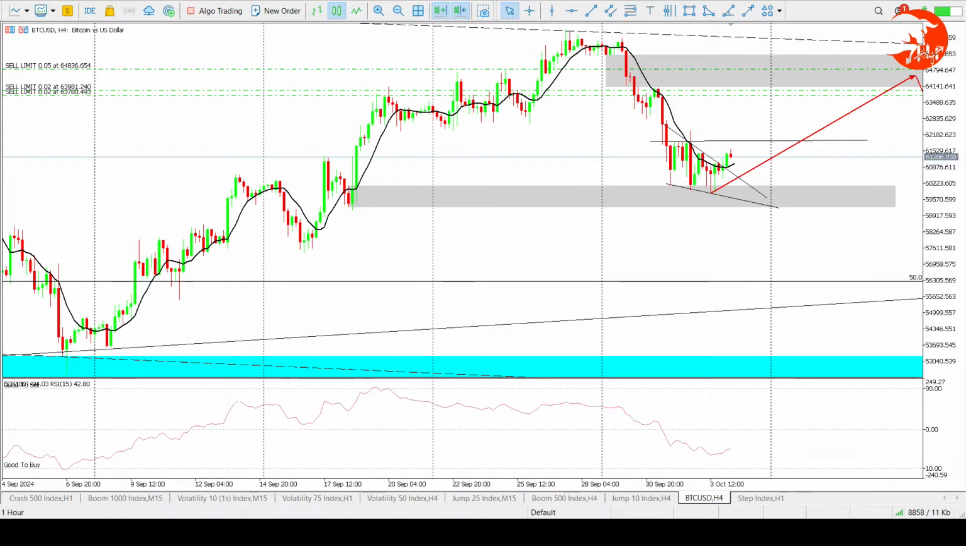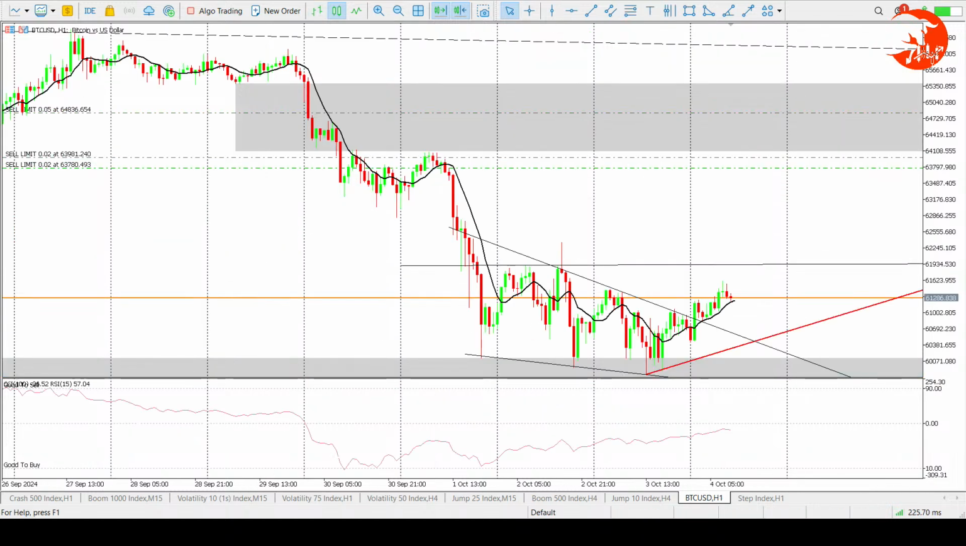And now let's find it more clearer in H1. H1 becomes clear. H1 clearly shows you that was a falling wedge, and it's been consolidating for this while within the falling wedge, and then it broke out.